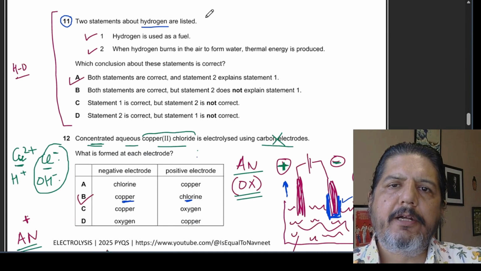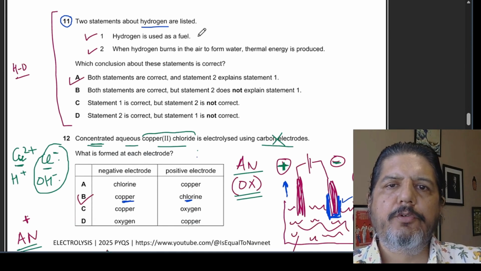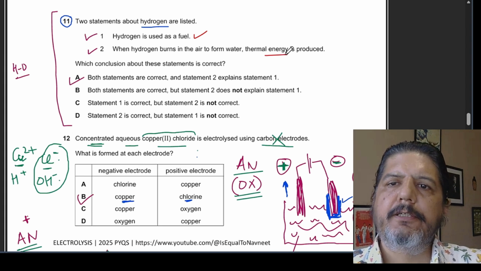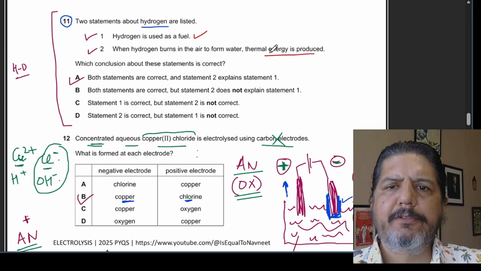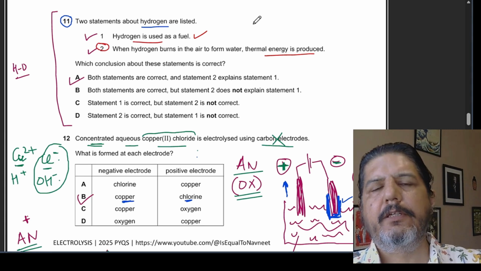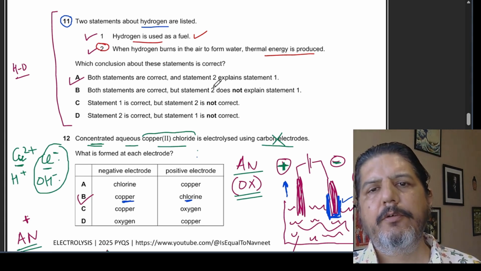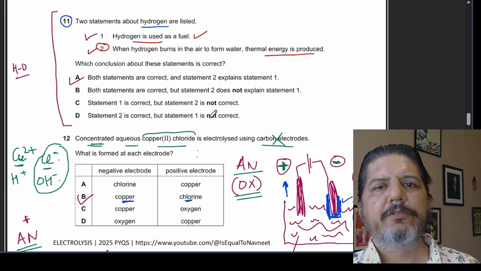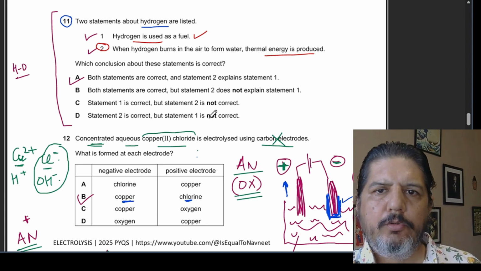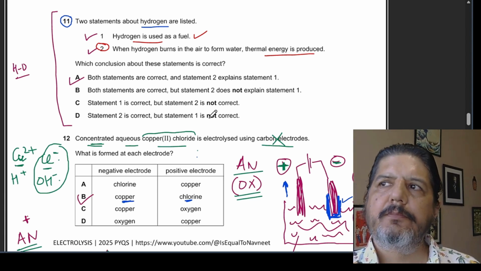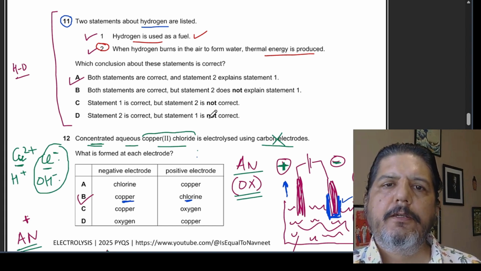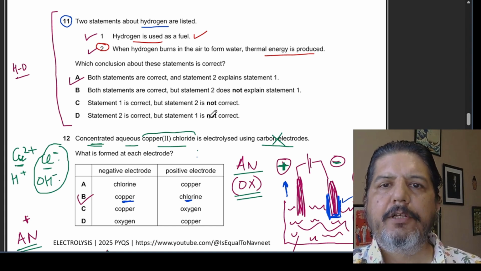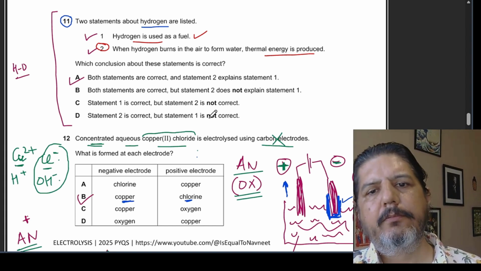Two statements about hydrogen are listed. Hydrogen is used as a fuel, of course. When hydrogen burns in air to form water, thermal energy is produced. So both the statements are correct. And of course, statement 2 explains statement 1, that is, why hydrogen is being used as a fuel: because when hydrogen burns in air to form water, thermal energy is produced. So statement 2 is basically explaining statement 1. Statement 1 is that hydrogen is used as a fuel, and statement 2 explains it.